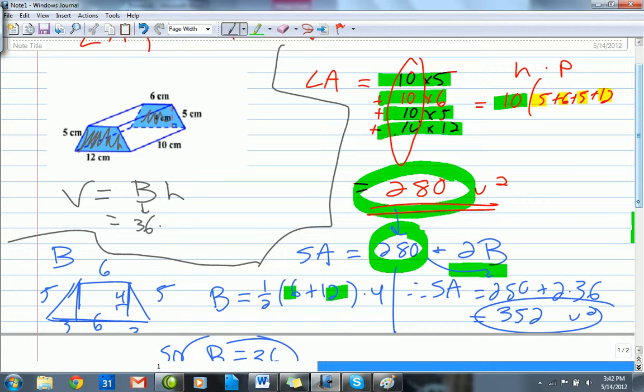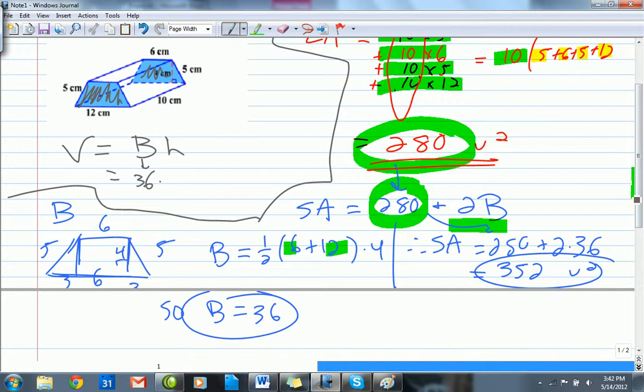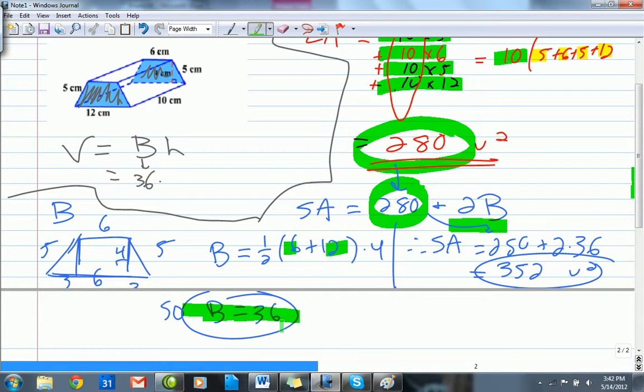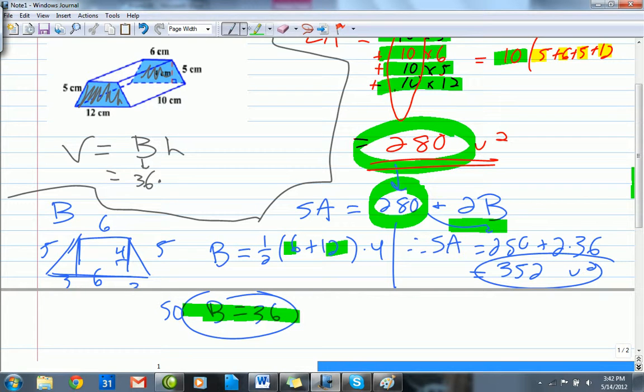Here's that work right here. So I don't need to do that again, but what I do need is to multiply that by the height of the prism. It's this guy, which is 10. So 36 times 10, of course, is 360, and that's cubic units because we're talking volume.